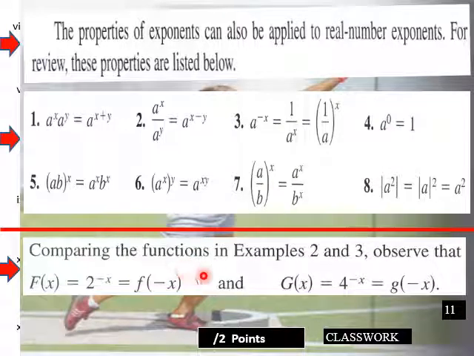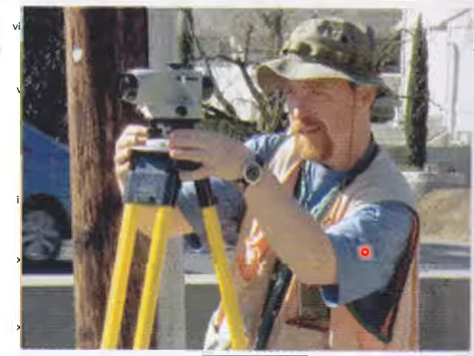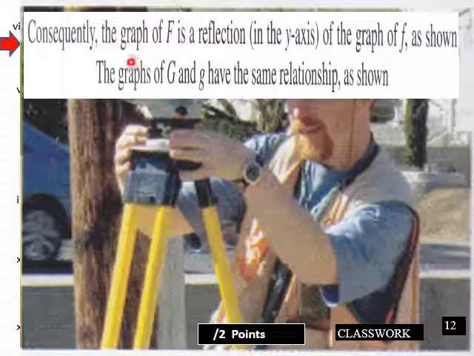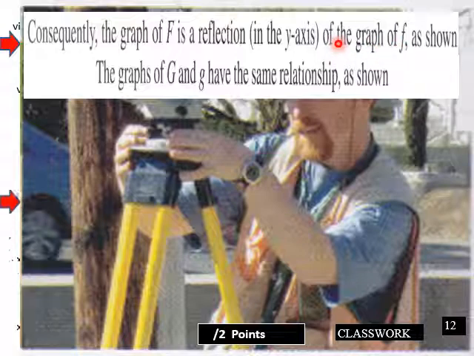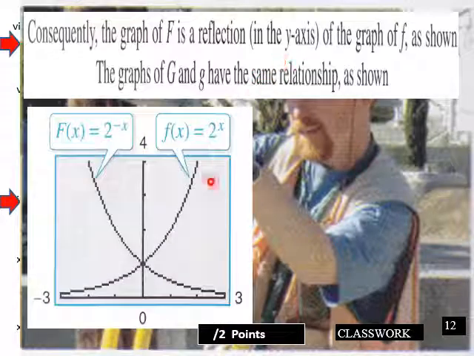So comparing the functions in examples 2 and 3, observe that 2 to the negative x equals f of negative x, and g of x equals 4 to the x, so g of negative x would equal 4 to the negative x. Consequently, the graph of f is a reflection in the y-axis of the graph of f. As shown, the graphs of g and g have the same relationship.